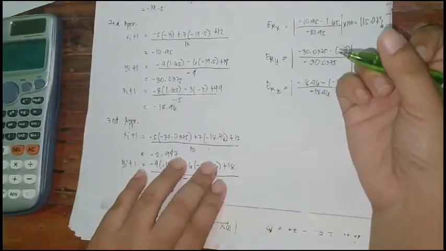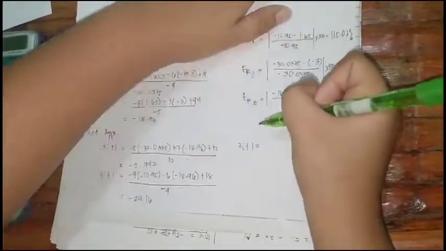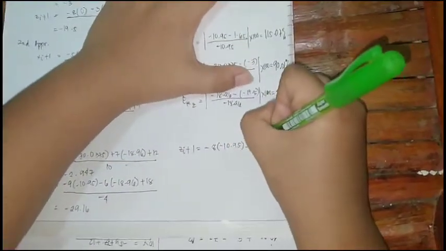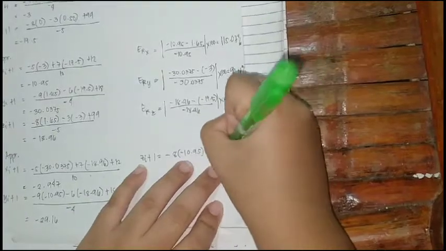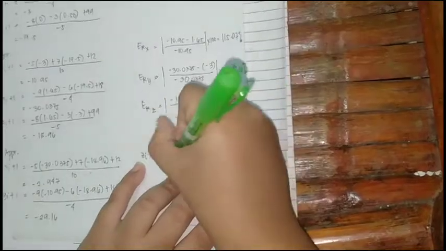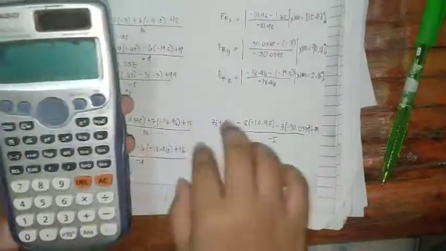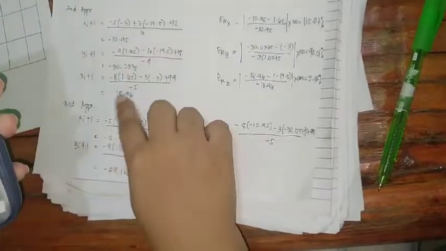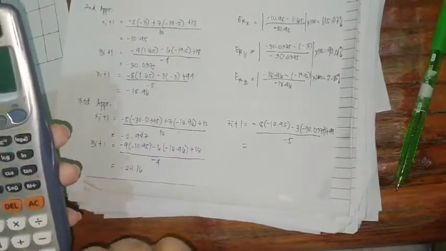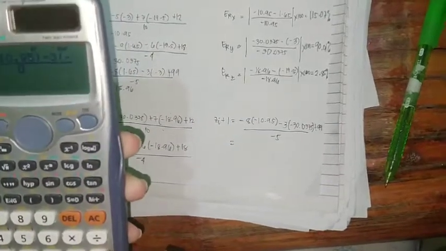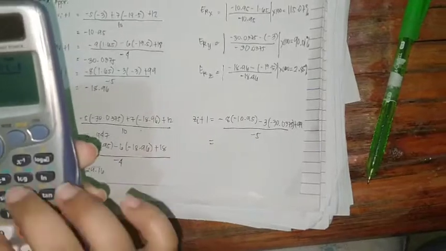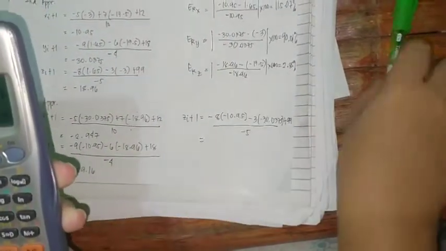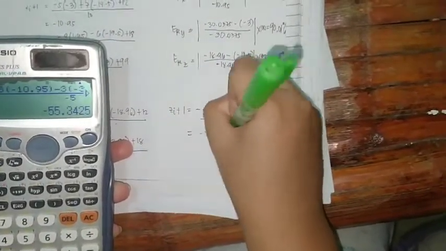Now for the z sub i+1, which is negative 8 multiplied by x, which is negative 10.95, minus 3y, which is negative 30.0375, plus 99, divided by negative 5. So we have negative 8 times negative 10.95 minus 3 times negative 30.0375 plus 99, divided by negative 5. Negative 55.3425.